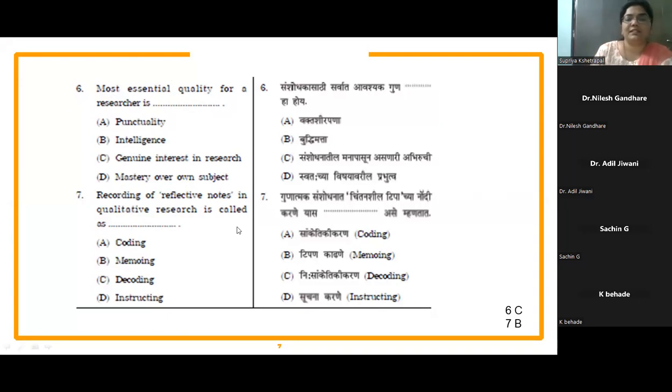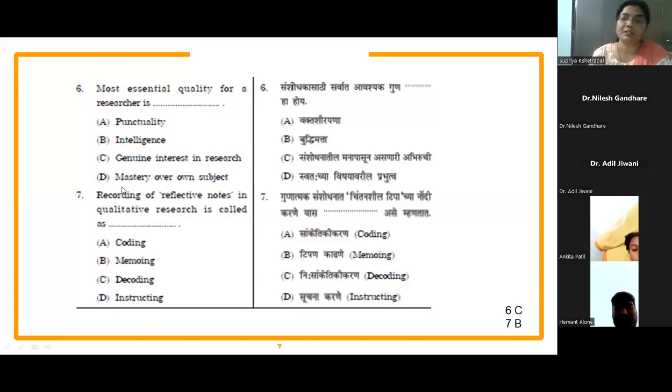Now here you can see the types of question that are asked. The most essential quality for the researcher is, okay. So this is a very general question. What is required? Punctuality, intelligence, a genuine interest in research, and mastery over own subject. All of these are very important. But while choosing the proper option, we have to be very positive for this question.